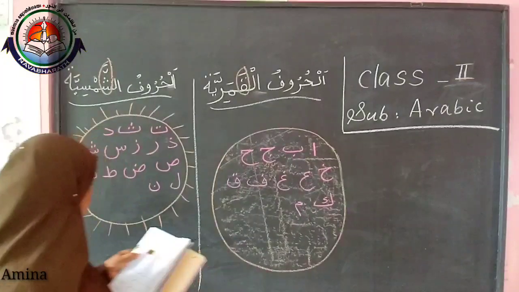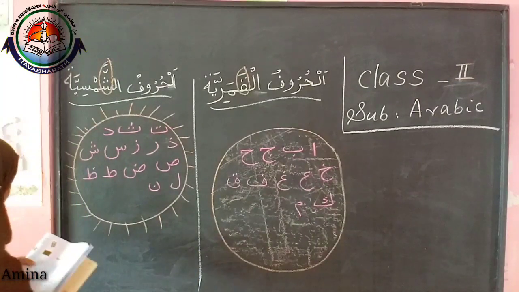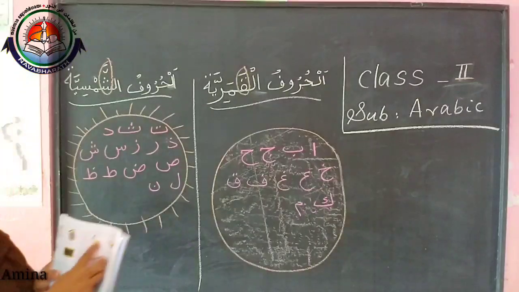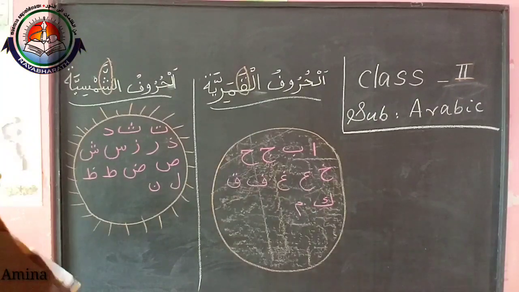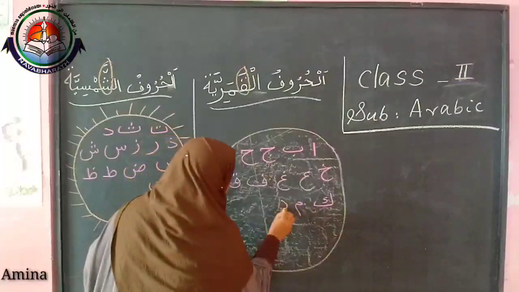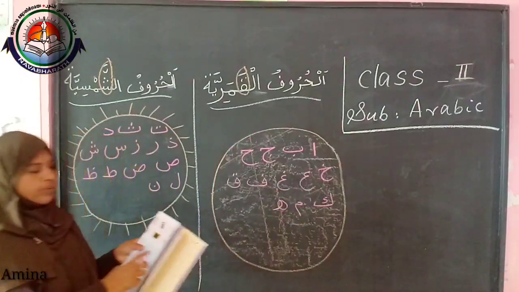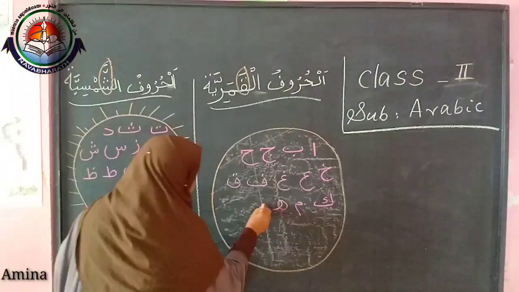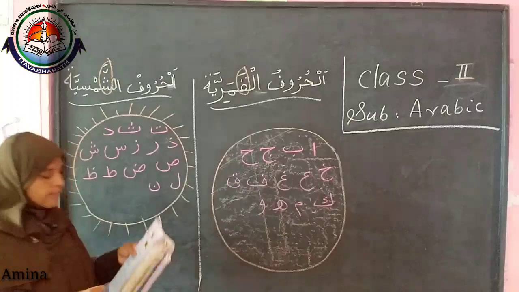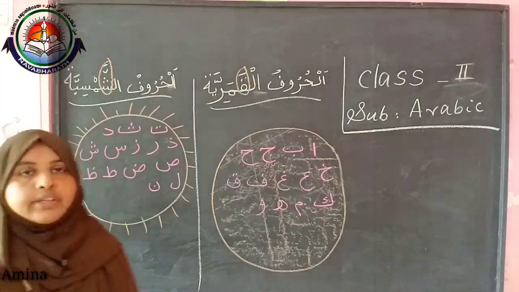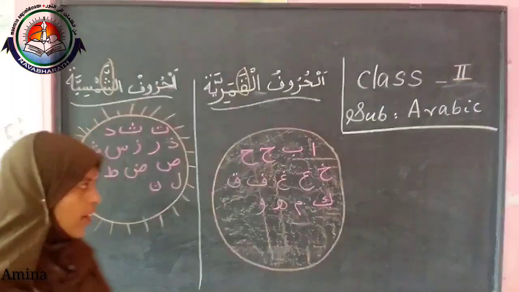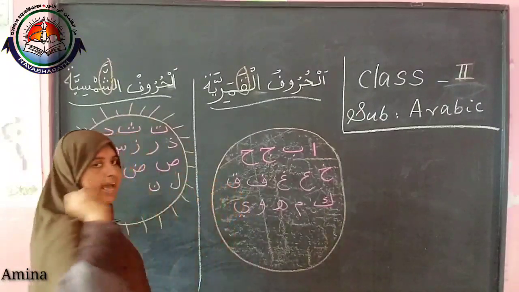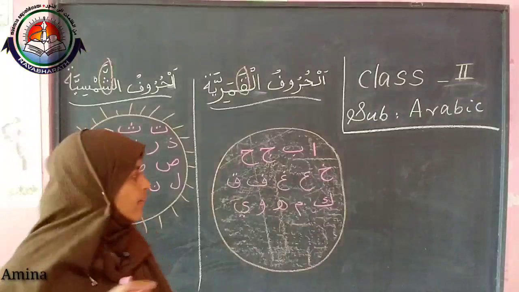Then ha. Can you see any picture? Hilal, crescent moon. Al-hilalu. Ha also we wrote here. Then wow, visam, medal. Al-visam. Lam is clear. Then we wrote wow there. Then only one letter is remaining now. Ya. Al-yadu, hand. Lam is clear. Then we wrote it here.